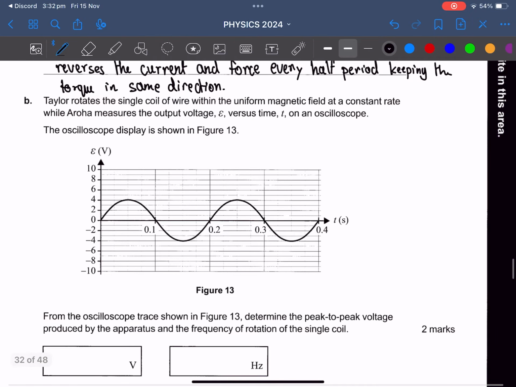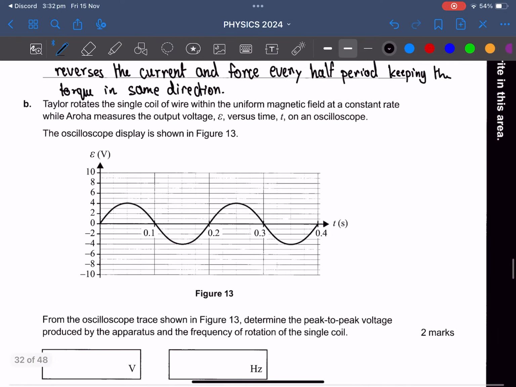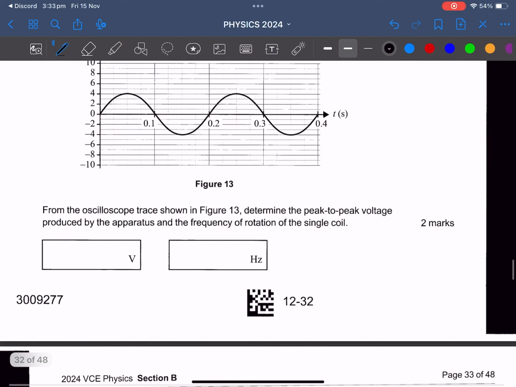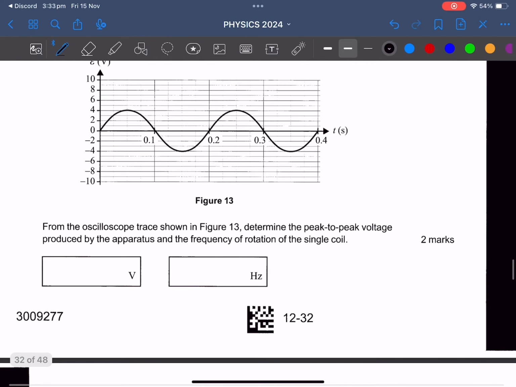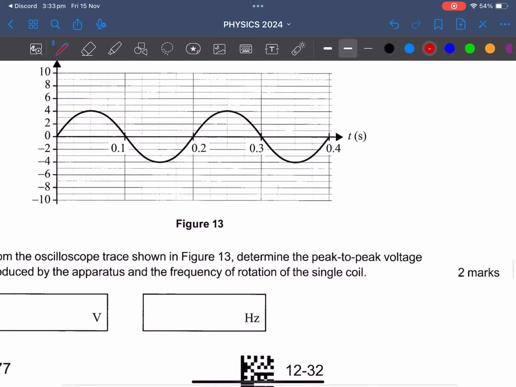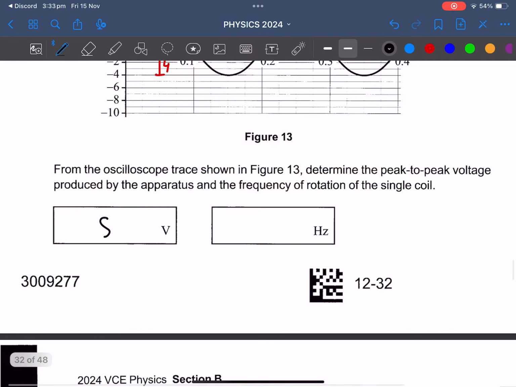Tyler rotates the single coil of wire within the uniform magnetic field at a constant rate, while Aroha measures the output voltage versus time on an oscilloscope. The oscilloscope display is shown in figure 13. Okay, from the oscilloscope trace shown in figure 13, determine the peak-to-peak voltage produced by the apparatus and the frequency of the rotation of the single coil. So peak-to-peak voltage is basically this distance over here. So 4 plus 4, which is 8. So peak-to-peak voltage is going to be 8 volts.